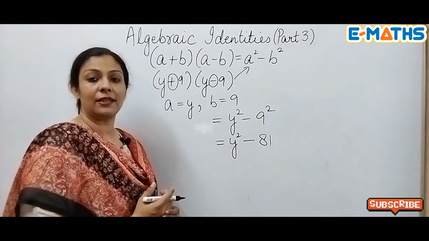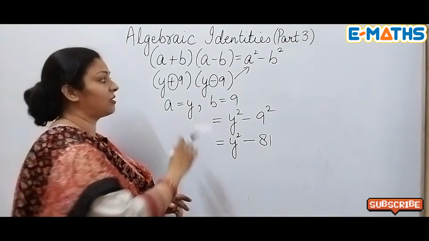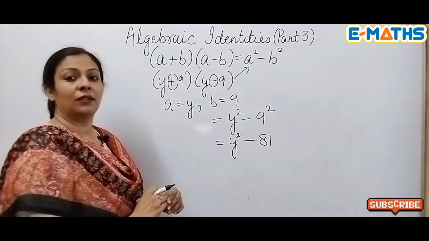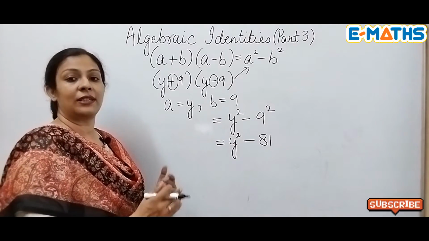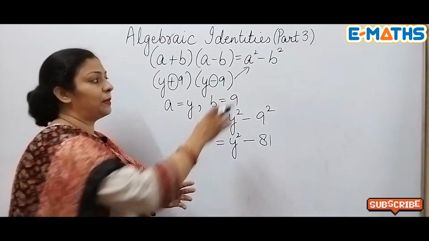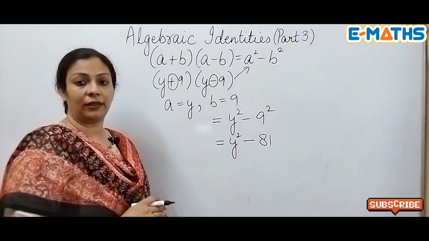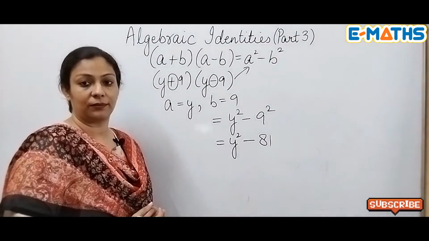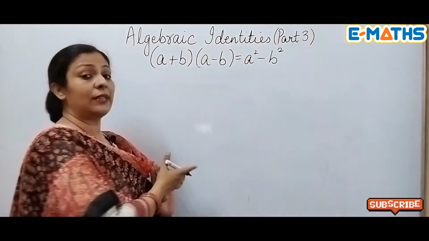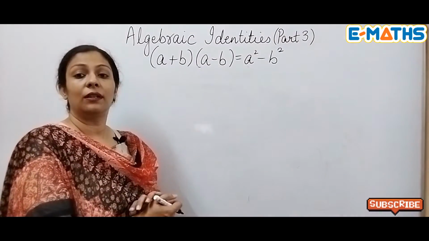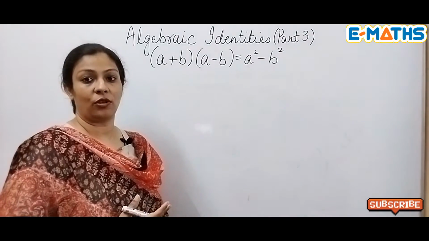This is the easiest of all the identities, because you just need to look at the terms inside the bracket. If they are the same and have opposite signs, simply put the values over a square minus b square and find your answer. Now, although this identity is very simple, you can have many questions based on it.